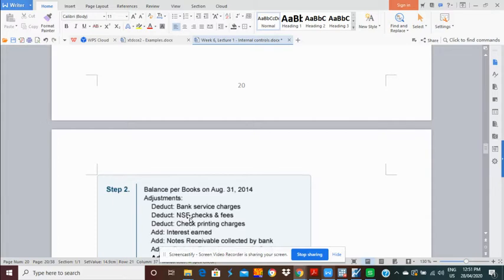Then the non-sufficient funds check. The bank tried to get money for you on your behalf, was not successful, and so already recorded these charges related to non-collection of cash. But you have not done it yet because you do not know about this yet. So therefore, you will deduct these charges made by the bank, say, a few days before you.